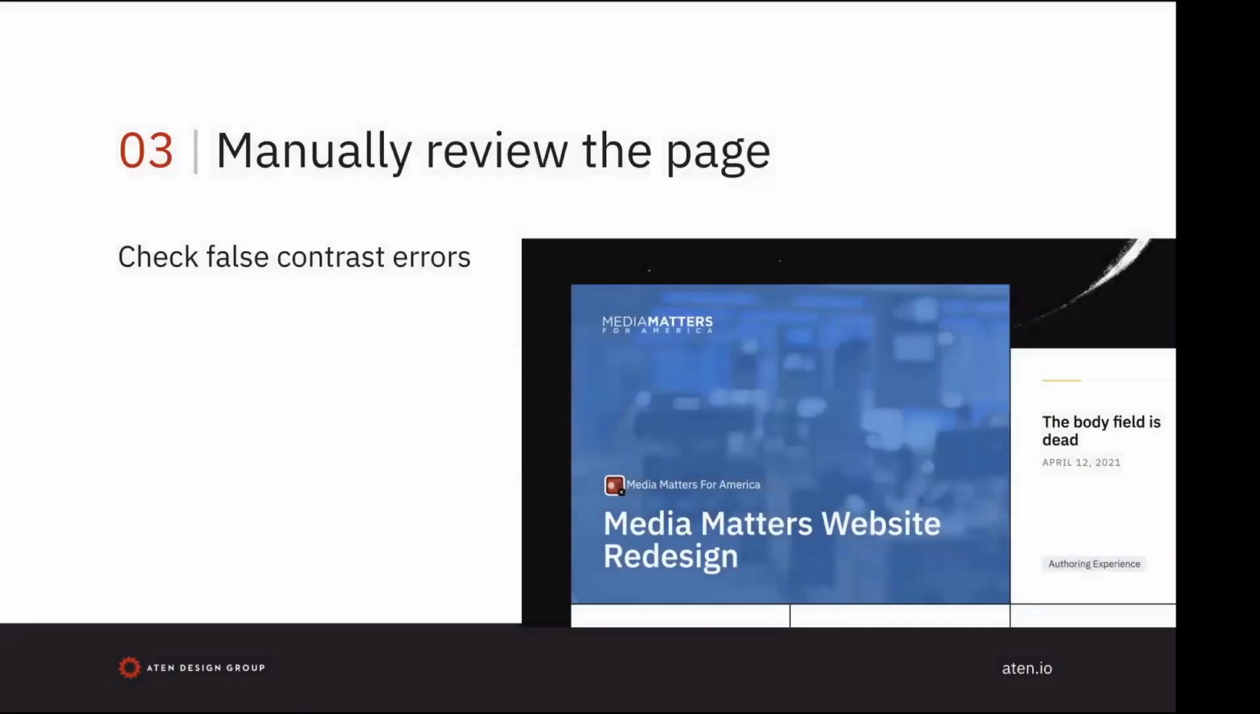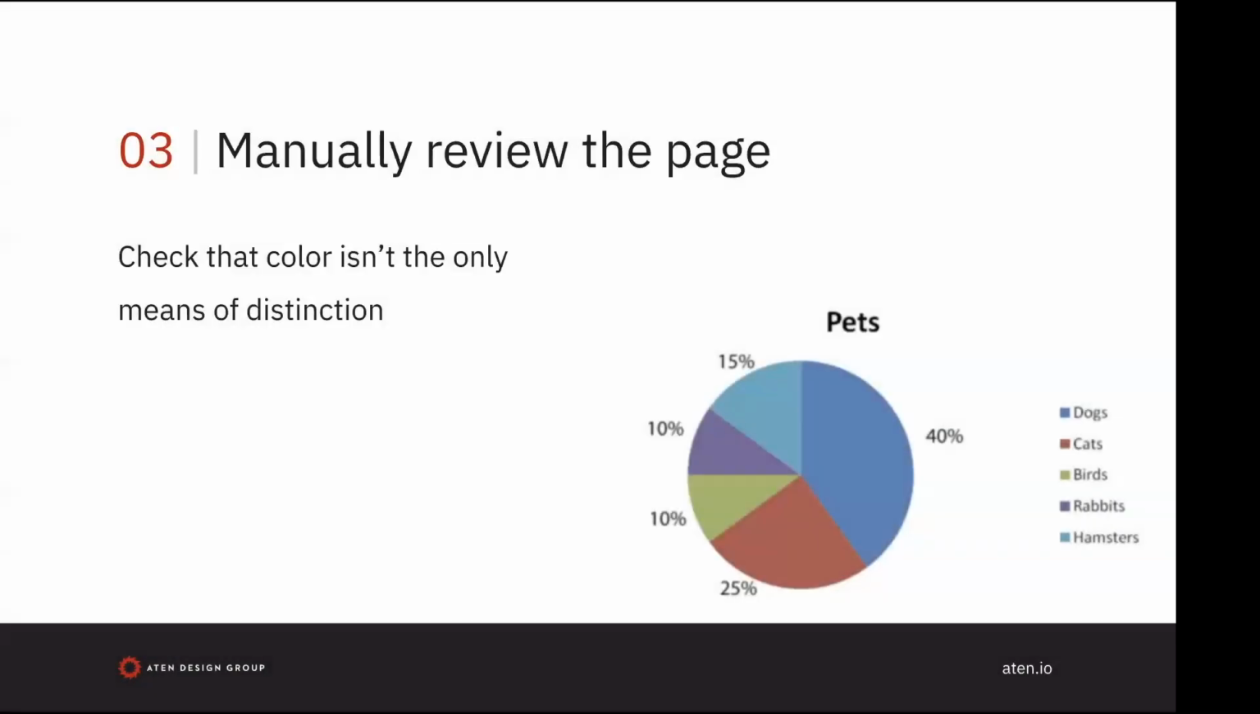You want to check for any false contrast errors. Like I said, this is the one we see most often. And this is usually when it's text over images. So you can see here, Wave is calling out Media Matters for America is not working over this image. And that's because the white is just looking at an image, which technically isn't a color. So if you were to use the eyedropper tool, for instance, you can actually do white over the blue overlay and see if that is actually false or not. You want to make sure that color isn't the only means of distinction.